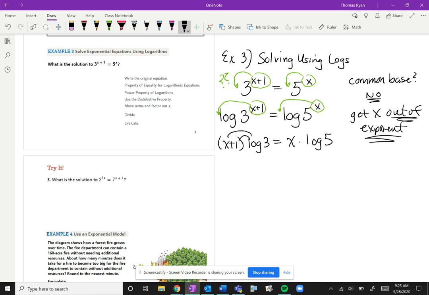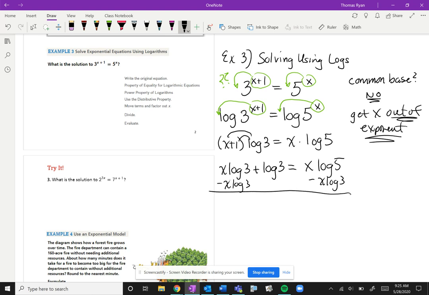We don't like having the x in the parentheses. We want to break it out of the parentheses, so we're going to distribute. So we have x times log 3 plus 1 times log 3, which is just log 3, equals x times log 5. The best thing to do is to get all of your x's on one side. So I'm going to subtract x log 3 from both sides. That's usual equation solving. So now we have log 3 is equal to x log 5 minus x log 3.